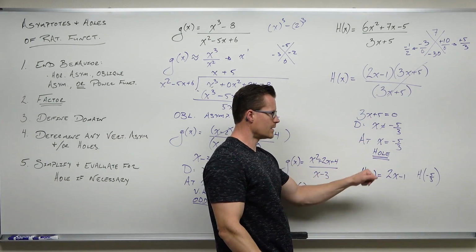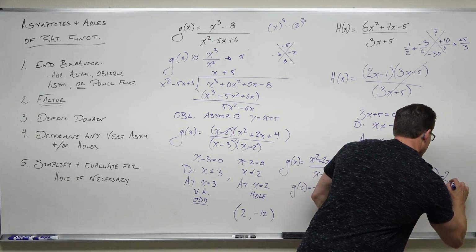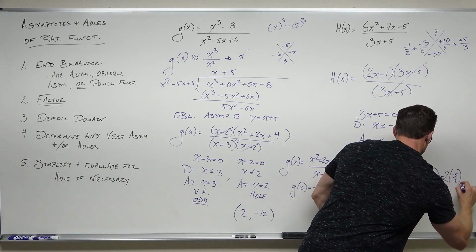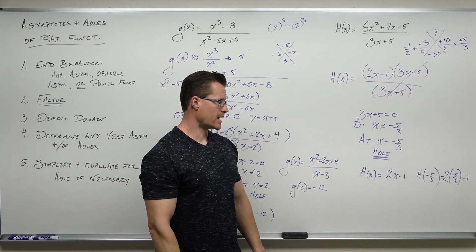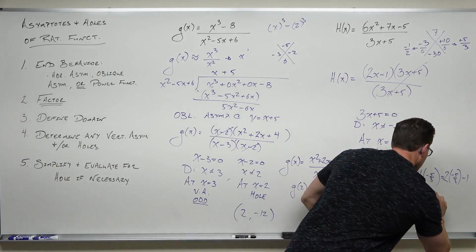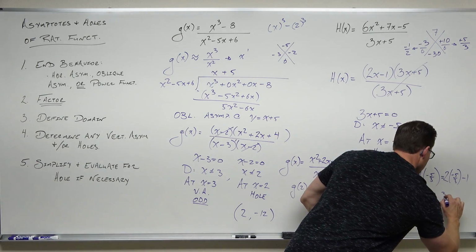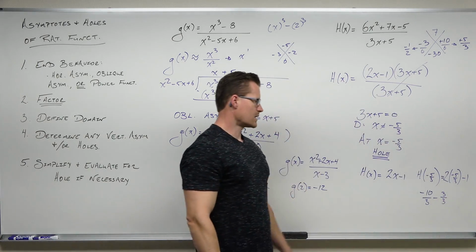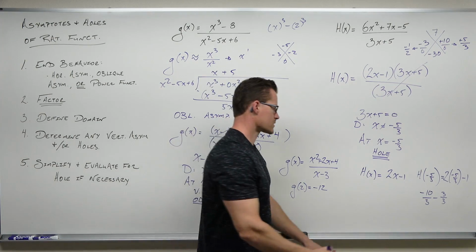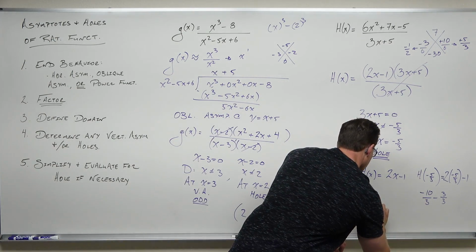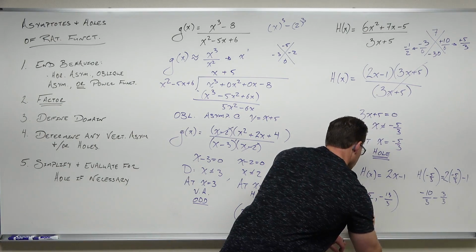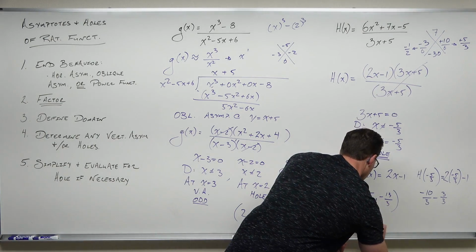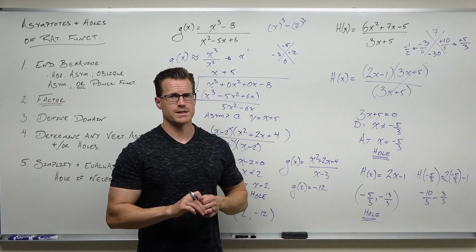So we're going to evaluate right now. So if I plug that in, -10/3 minus 1. That's going to give us -13/3. And that's where our removable discontinuity is.